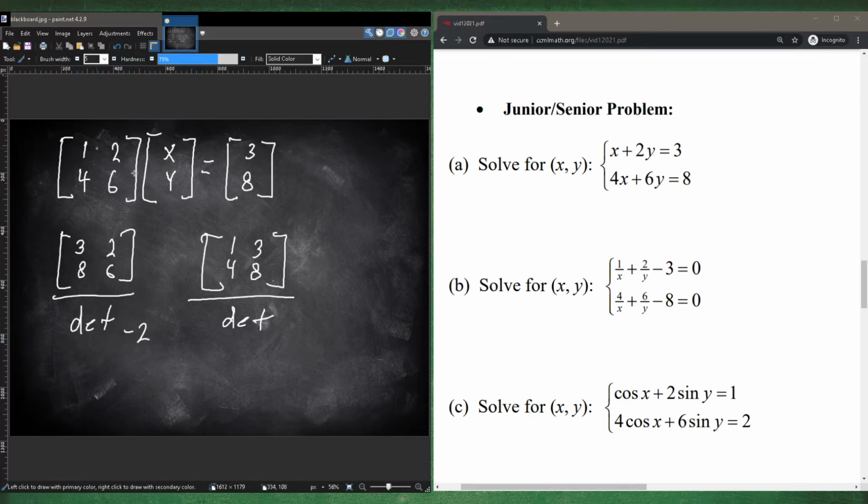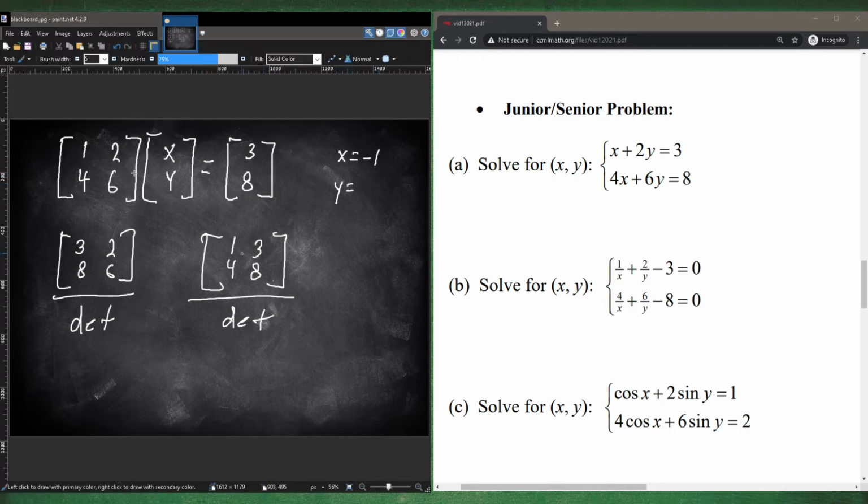Now the determinant of the original one is 6 minus 8. Sorry, this one is 18 minus 16, that's 2. And this is 6 minus 8, which is negative 2. So 2 divided by negative 2 is negative 1. So our x value is negative 1. I'll just put this on the side.